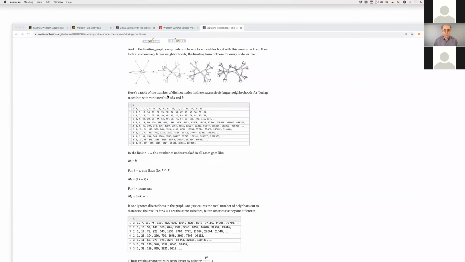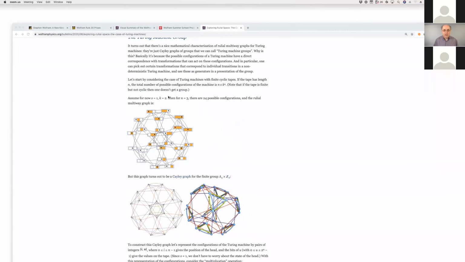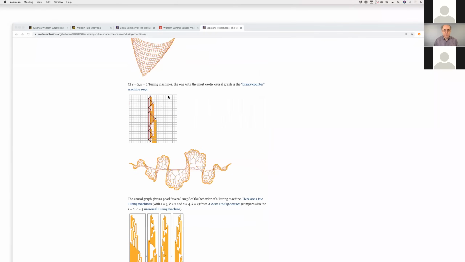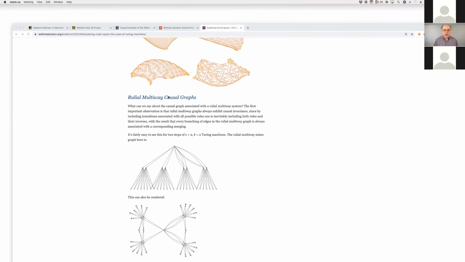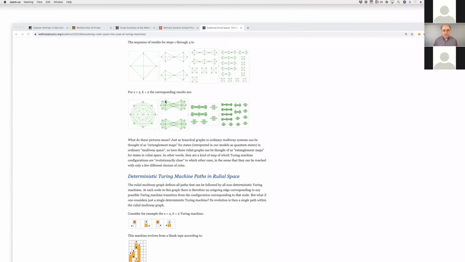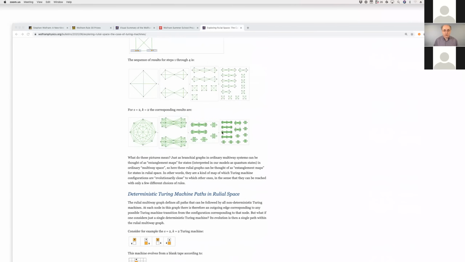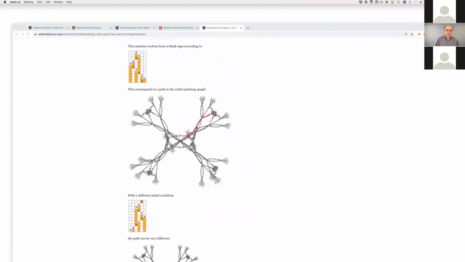We can say that structure corresponds to a group. We can study its various properties. These are causal graphs for Turing machines. But one of the things that we can do, those are the analog of branchial graphs in rulial space. Here's an example. In a sense, this rulial multi-way graph is the extreme non-deterministic Turing machine, because it has all possible rules in it.